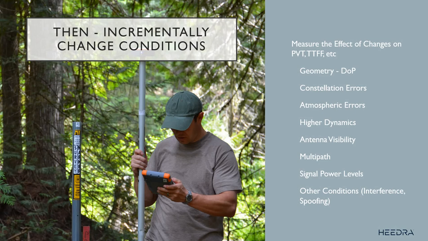You may want to play around with the antenna. You can see this guy here. His antenna is on the top of his pole here, so he's not blocking it there. But if the antenna was here, he himself would be a blockage for the signals. You may want to play with multipath so that you can see how your receiver copes with multipath and whether it ignores it or it affects its position. You may want to look at signal power levels and many, many other conditions, interference, spoofing, all that kind of stuff.